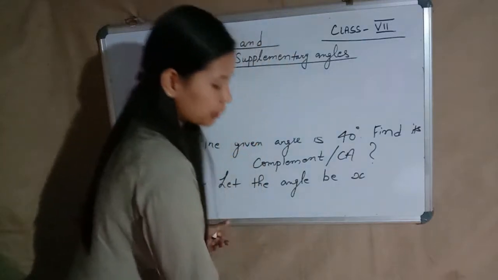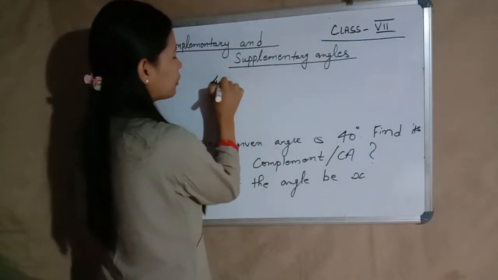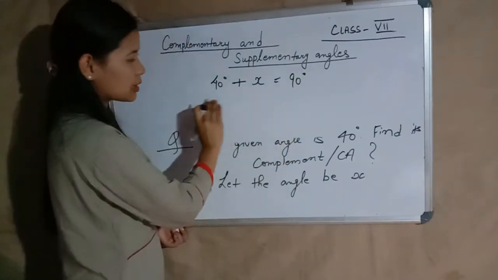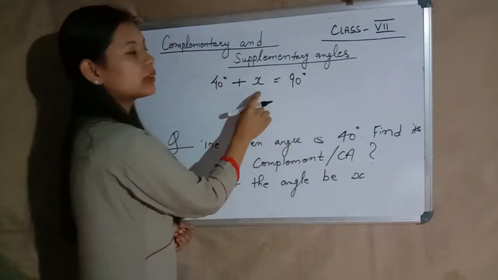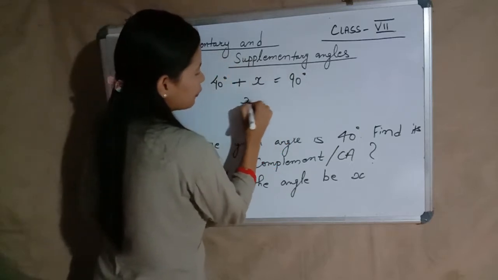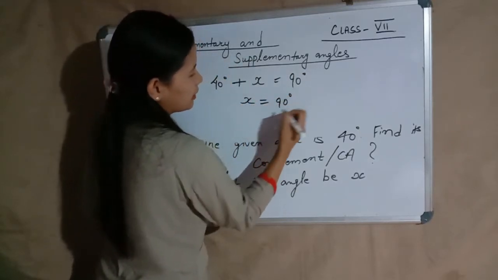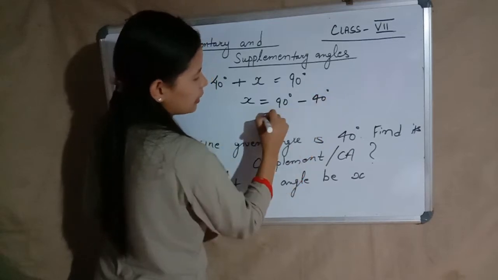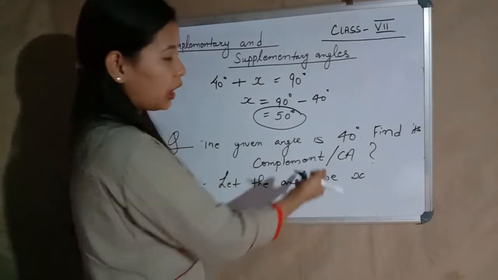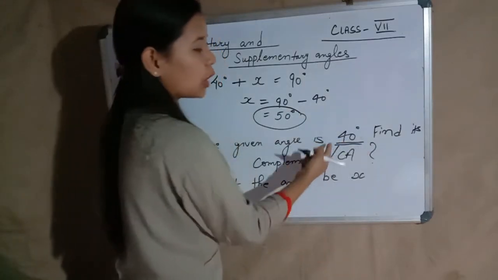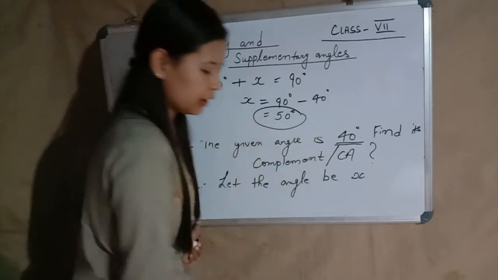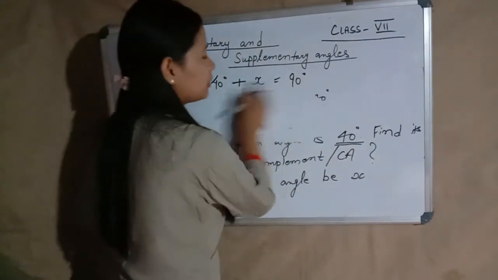Since the angles are complementary, their sum will be equal to 90 degrees. The first angle is 40 degrees, the other angle I'm assuming to be x, so the sum is equal to 90 degrees. From here we get the value of x, which is 90 degrees minus 40 degrees, that is equal to 50 degrees. So the complementary angle of the given angle is 50 degrees.